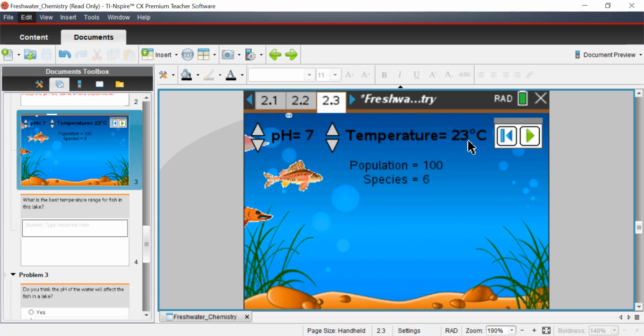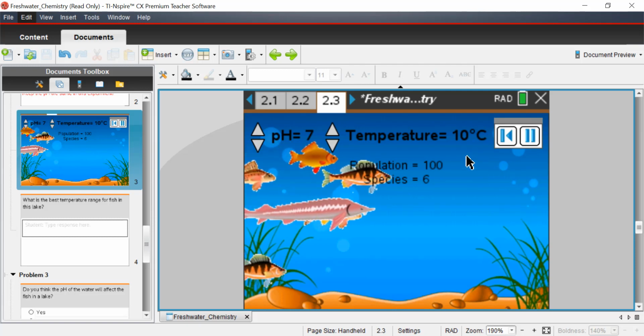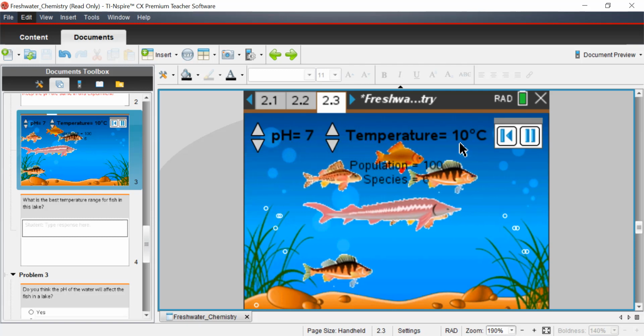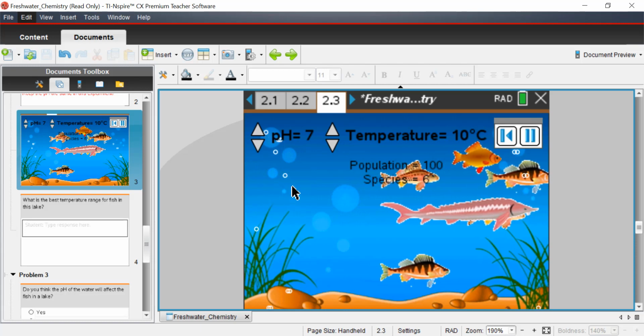The temperature is at 23 degrees Celsius. We see that the population of fish, which is the number of fish, is 100, and the different species of fish is 6. Okay, so I'm going to go ahead and start us. We're only changing temperature in this one. I'm going to start us down at 10 degrees C. Press play. All right, water's a little chilly. Not something you want to swim in necessarily.